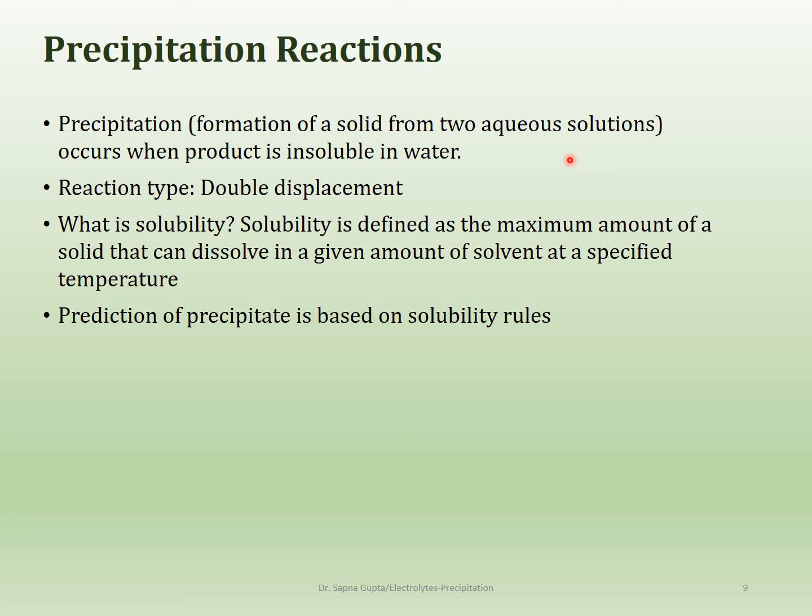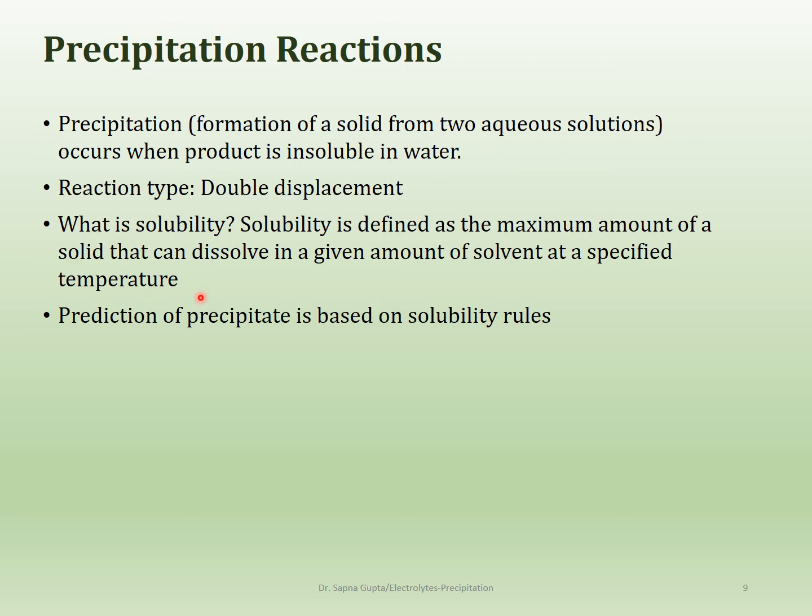So not everything is soluble in water. Those are precipitation reactions, which means that those kinds of ionic compounds will not be good electrolytes, or strong electrolytes. There may be weak electrolytes, but not strong ones. The reaction type for this kind of reaction is double displacement, which means two exchanges going on.